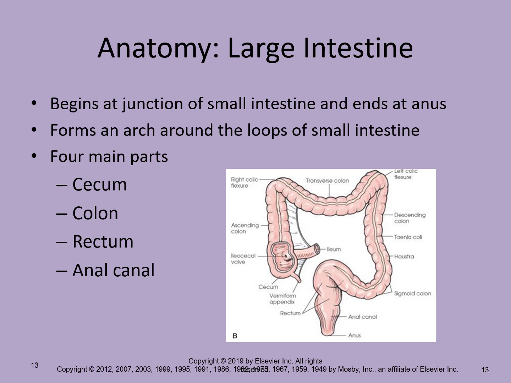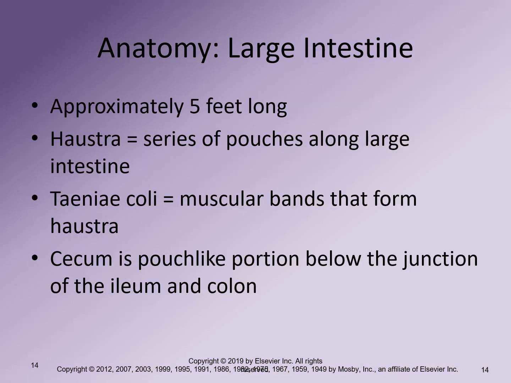All right. So it forms an arch around the loops of the small intestine. It basically wraps around like a picture frame to the small intestine. Okay. The large colon in its entirety is roughly 5 feet long. The individual pouches are called haustra, and the bands that form the haustra are called the tinea coli.